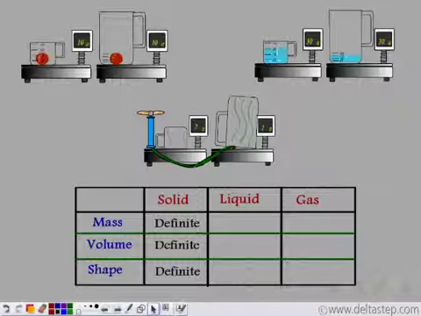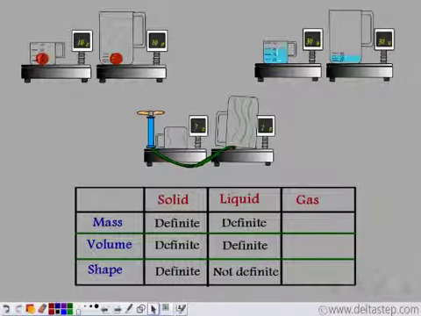What happens in case of a liquid? In liquids, the mass is definite. Equal quantities of liquids weigh the same. So their mass is definite. Their volume is also definite. Here, if it is 30 centimeter cube, even in the bigger container, the volume is 30 centimeter cube. So they have a definite volume, but the shape, they take the shape of the container in which they are placed. So for liquids, the shape is not definite.